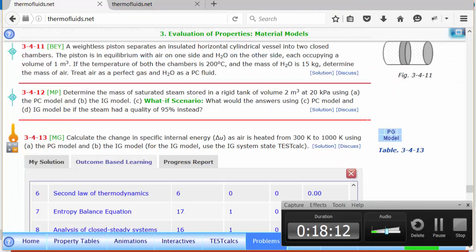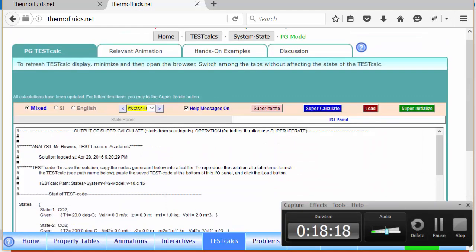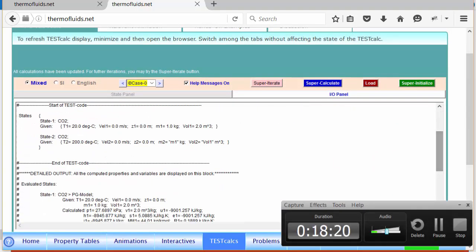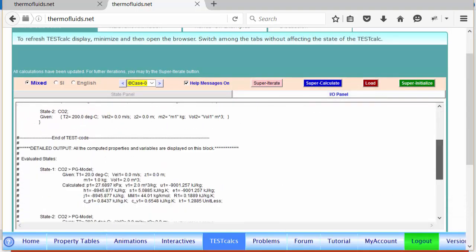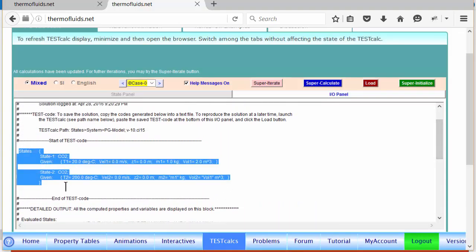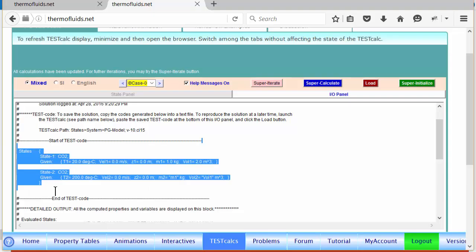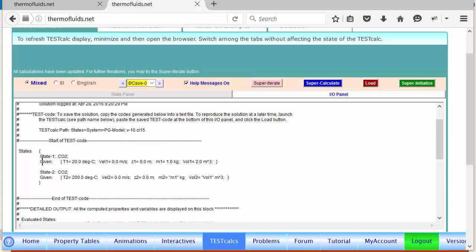And finally, one thing I forgot to mention, when you click the super calculate button, it produces a detailed output. And not just that, the detailed output also contains something called the TESTcode. You can copy this code and paste it in a word processor and save it, and later on you can come back to TESTcalc and paste it in this IO panel and click this load button, and that is it. The moment you click the load button, your entire solution will be loaded again into TESTcalc.